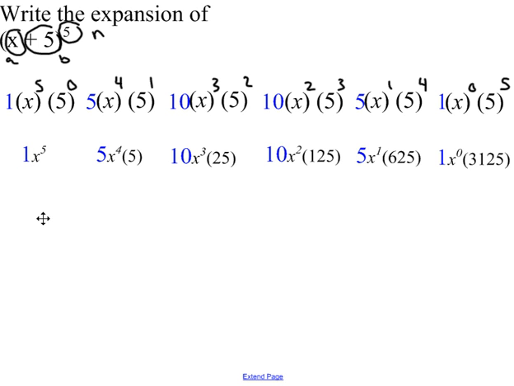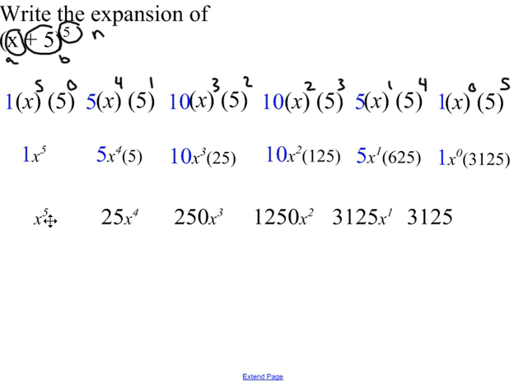1 times x to the 5th, that's x to the 5th. 5 times 5 is 25, so we get 25x to the 4th. 10 times 25, that's 250. 10 times 125, that's 1,250. 5 times 625, that's 3,125. And then 1 times 3,125, that's 3,125. X to the 0 is just 1, so I don't need to write that there. So this is our final answer.